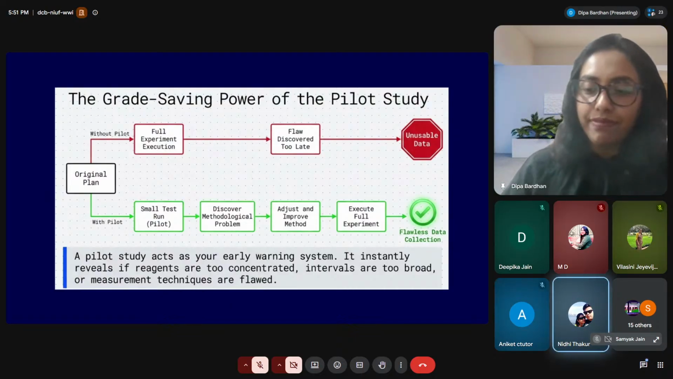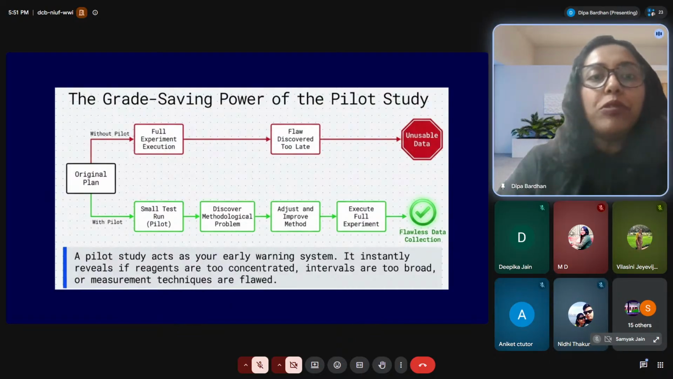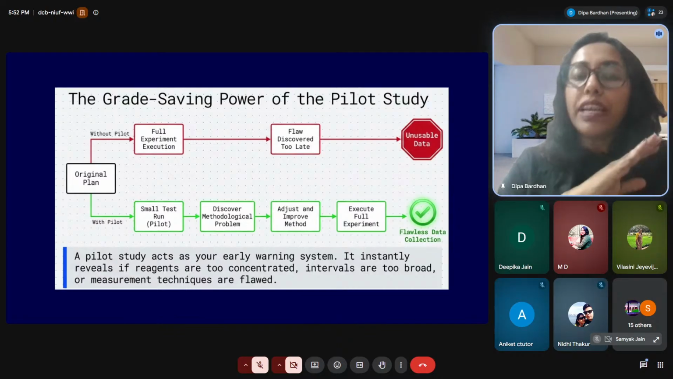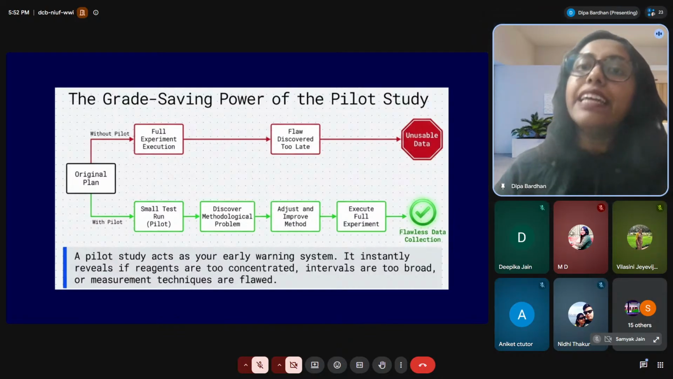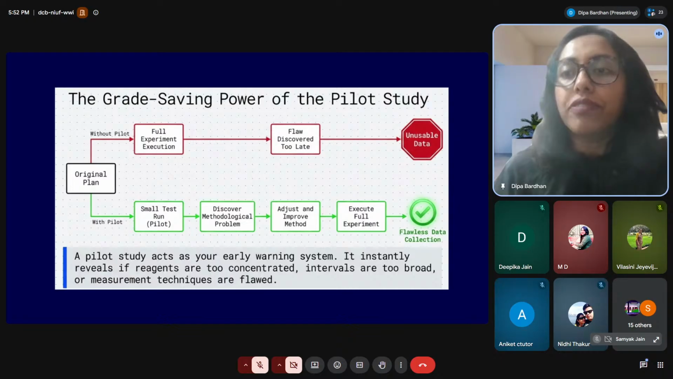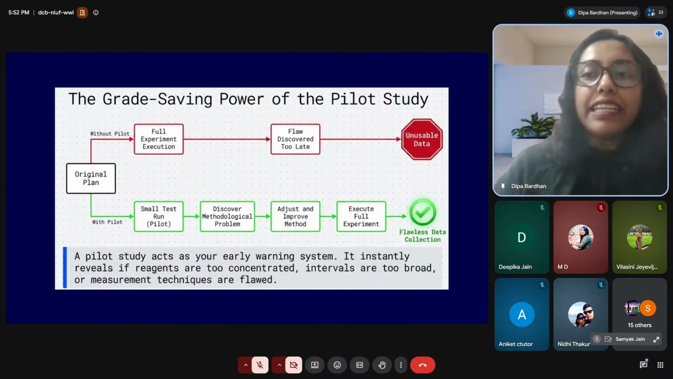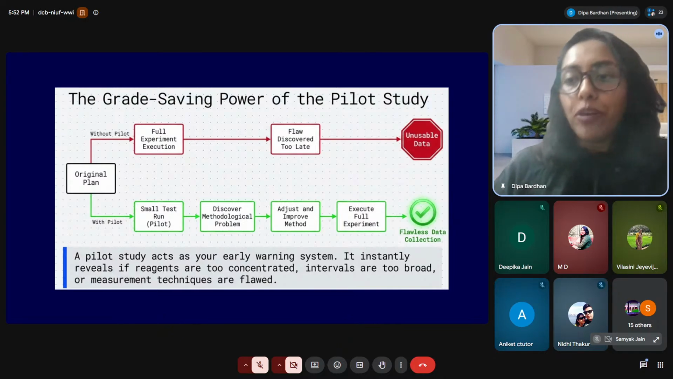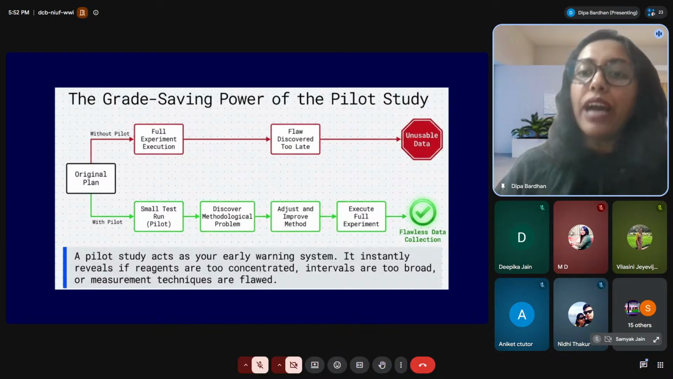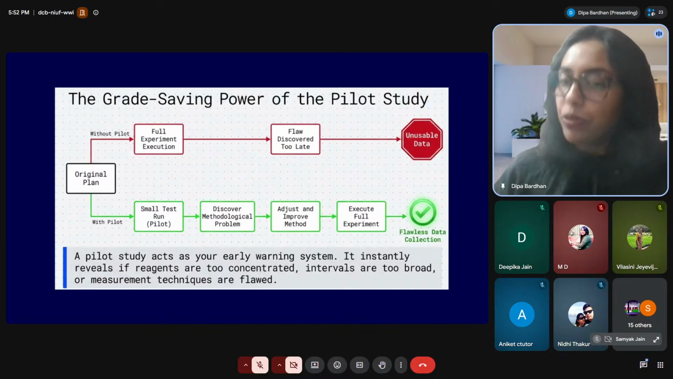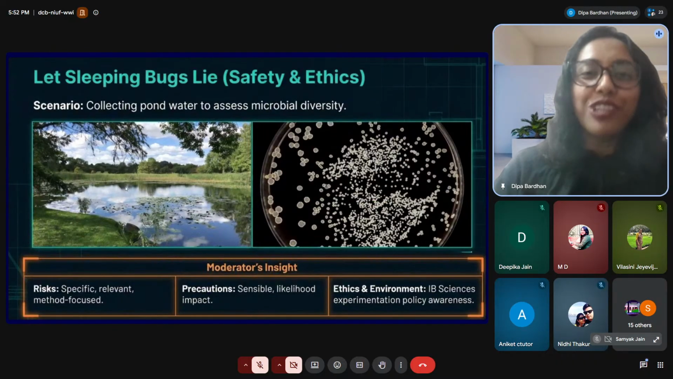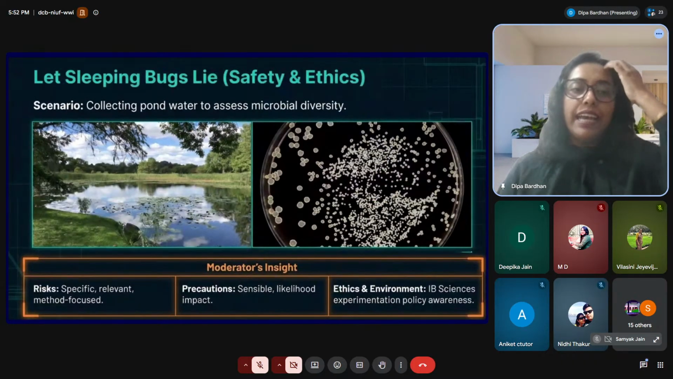Okay, okay. So when you do it without a pilot, you execute the full experiment and then you discover later that it was not working. Then the data becomes unusable. The original plan with the pilot saves you from these concerns and you have a better scope for your IA. So that is the conclusion I can say for your pilot.